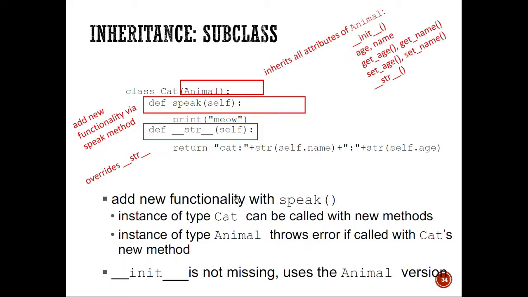So here we added a new functionality with the speak method. The instance of type cat can be called with new methods. An instance of type animal throws an error if we call one of cat's new methods. Note that in this case, the init method is not missing, but rather it uses the init method from the animal class.